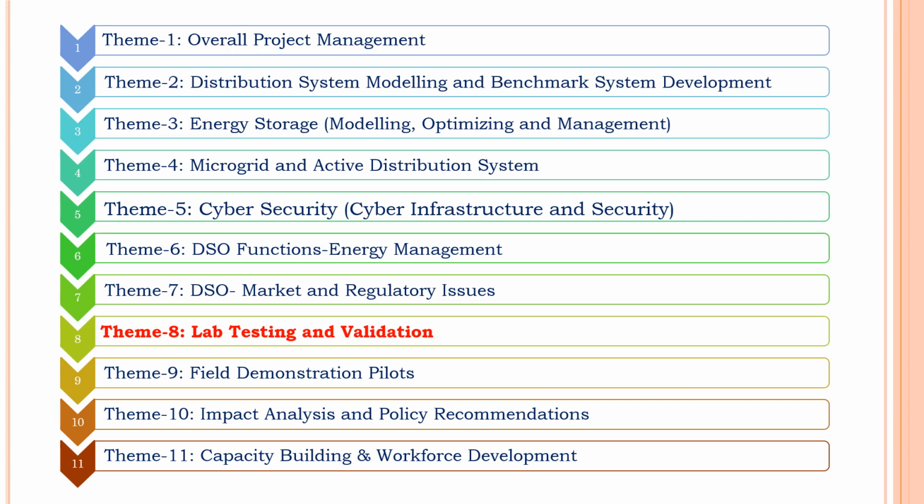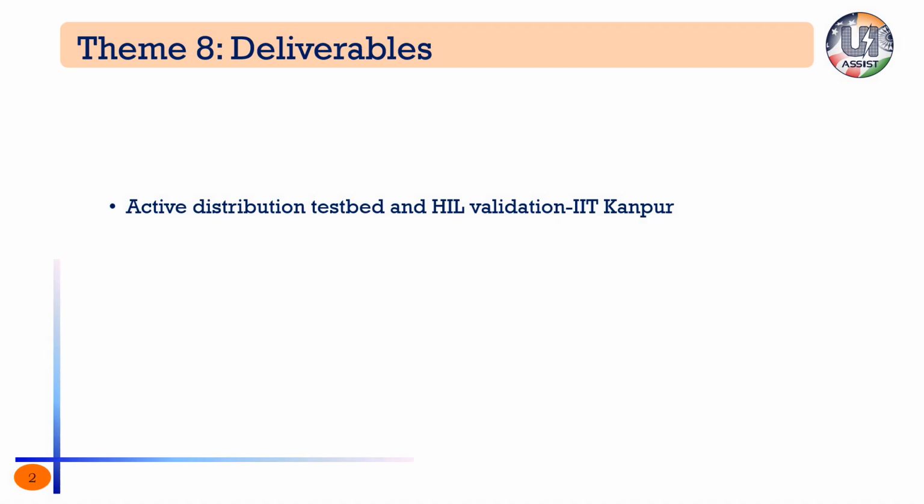So first of all, we'll talk about the objectives. The objectives that were assigned to us were the development of an active distribution testbed and HIL validation. One by one, we'll cover both of them. First of all, we'll start with the active distribution testbed.